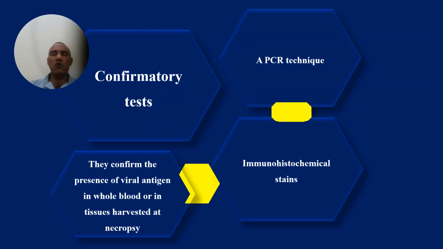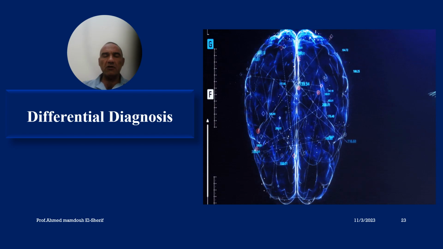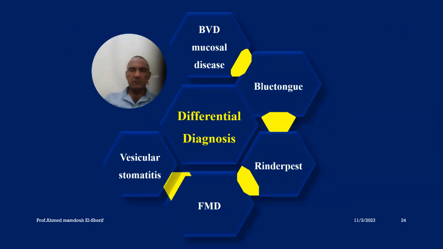Confirmatory tests for malignant catarrhal fever disease are the PCR technique and immunohistochemical stains. Both tests confirm presence of viral antigen in the whole blood or in tissues harvested at necropsy. Differential diagnosis of malignant catarrhal fever disease. Bovine viral diarrhea, bluetongue, rinderpest, foot and mouth, vesicular stomatitis, all of them are diseases that have to be differentiated from malignant catarrhal fever disease.